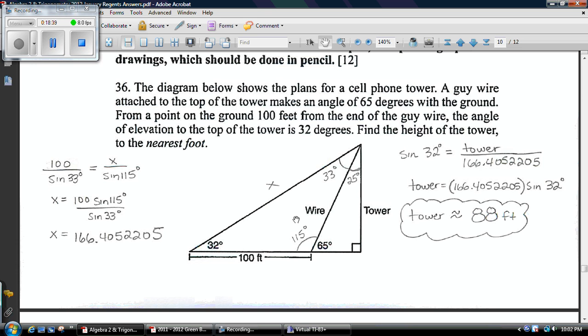Cross multiply, solve, I get that x is 166. Now, I'm not rounding, by the way, not rounding. Then, now that I know that this is 166, I'm just going to use simple trig. The sine of 32 equals the opposite side, the tower, over my hypotenuse. Boom. Cross multiply, solve, you get 88 feet.